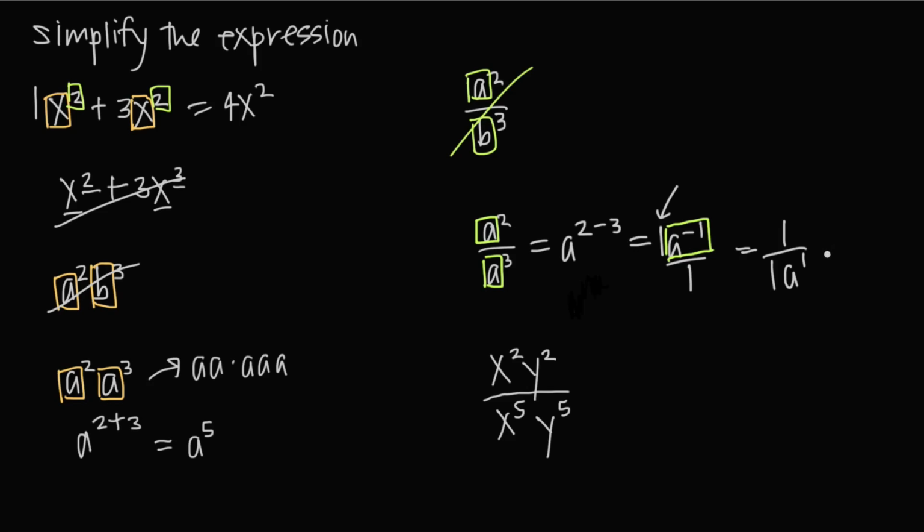And now this, of course, we can simplify to 1 over a, because this understood 1 can be dropped and this understood 1 can be dropped. So our final answer is 1 over a.